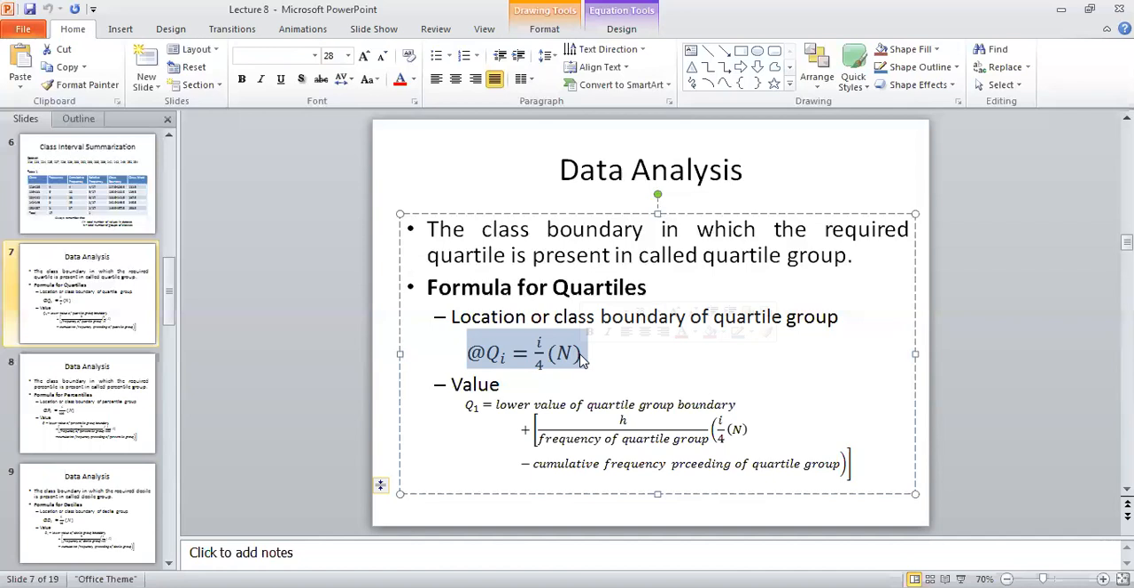Capital N is the size of the data set, that is the total number of values present in the data set, or you can also say the total number of frequencies that we have in the data set. And the dividing factor is 4 because we are finding the quartiles.